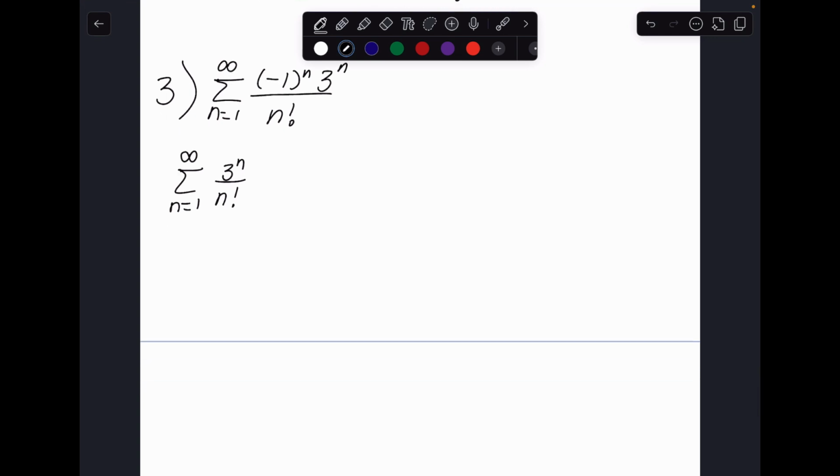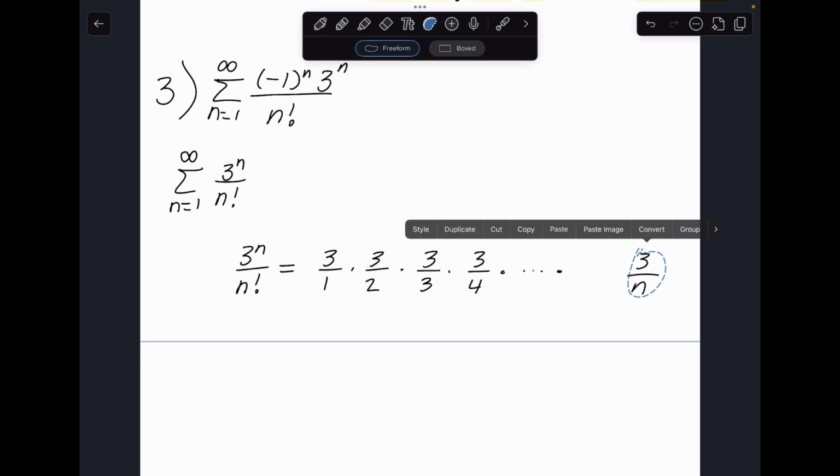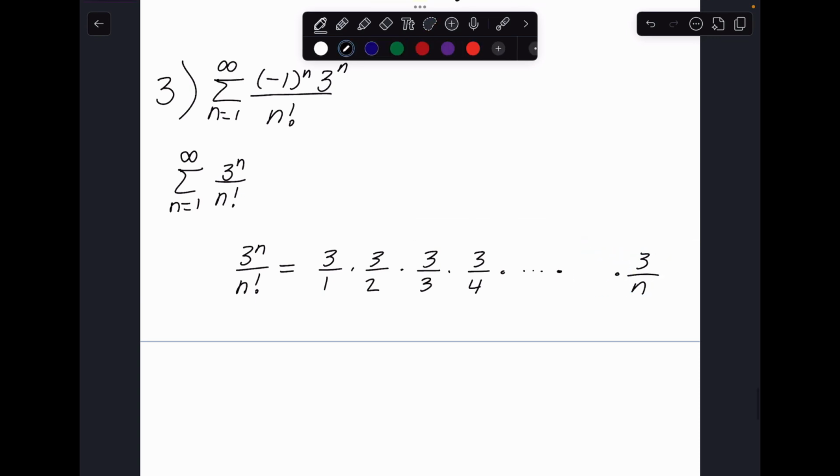Well, we've done something like this before. So just to remind everybody, these terms here, the 3 to the n over n factorial, look like 3 over 1 times 3 over 2 times 3 over 3 times 3 over 4, all the way up to 3 over n. And in fact, last time we did this, we also needed this 3 over n minus 1.